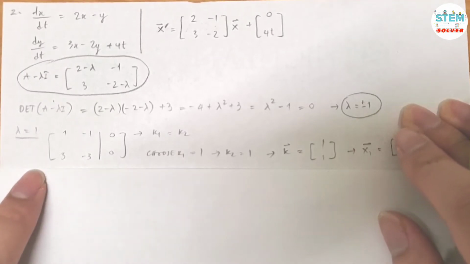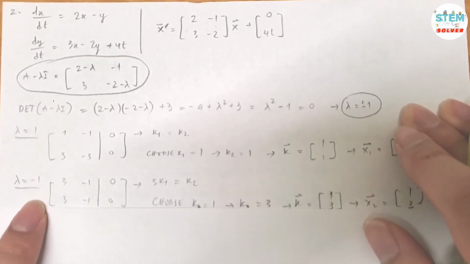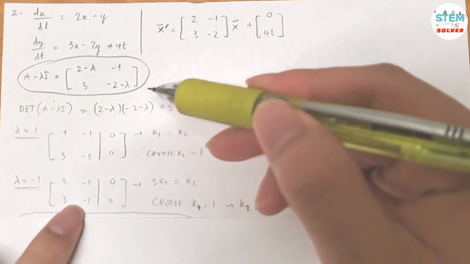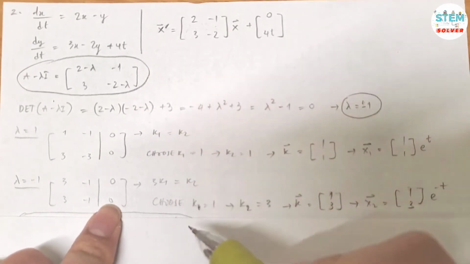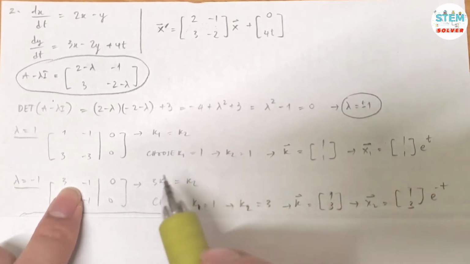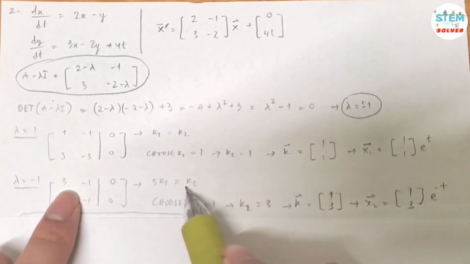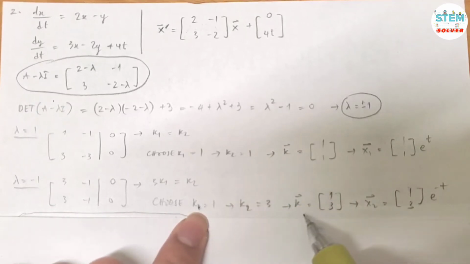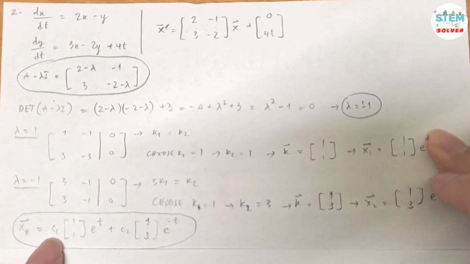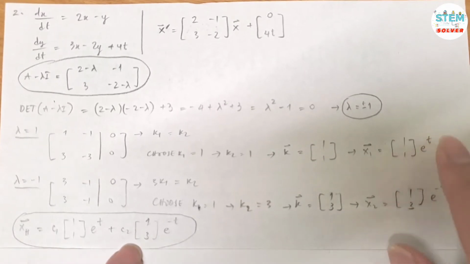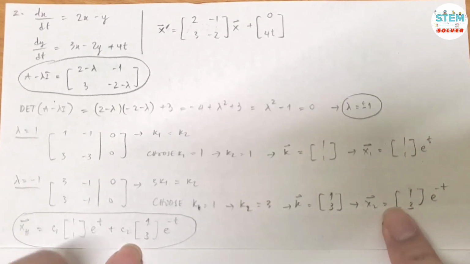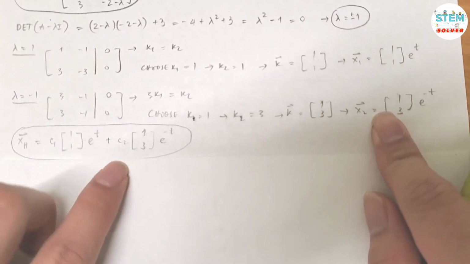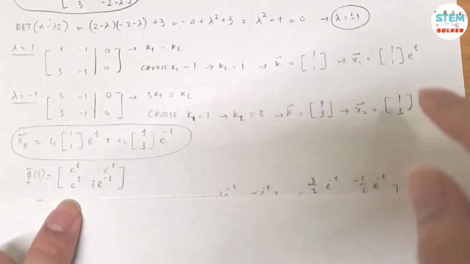Now you are going to do the same thing for lambda equals negative 1. Plug it into here, that gives you this matrix augmented with 0. Okay, use the first equation, that gives me 3k1 equals k2. Choose k1 as 1, then k2 is 3, then my vector k is (1, 3), and vector x2 is (1, 3) e to the negative t. Then my homogeneous solution is equal to c1 times vector x1 plus c2 times vector x2. Okay, that's simple.